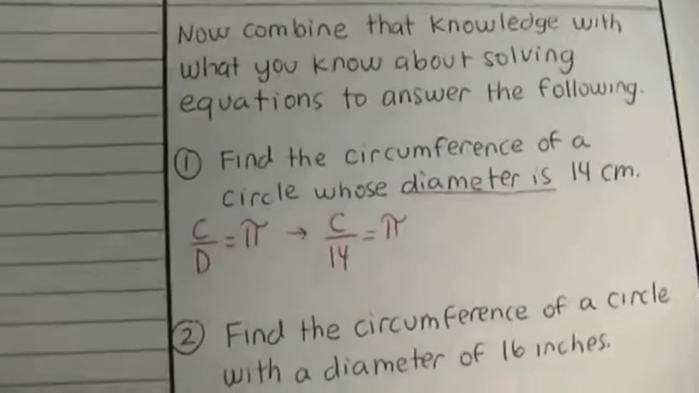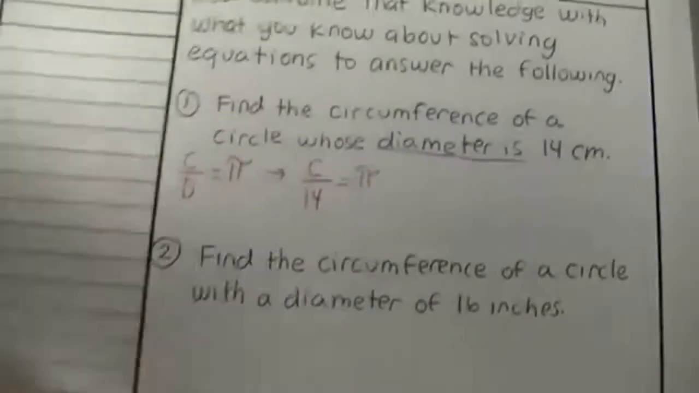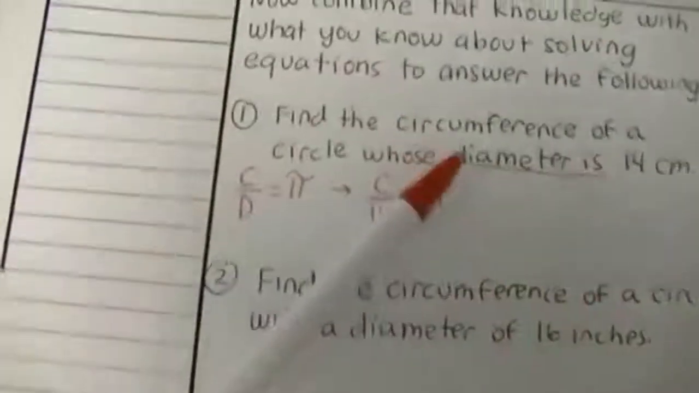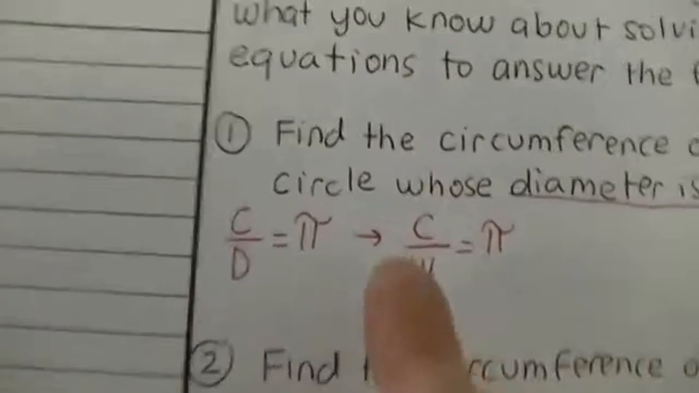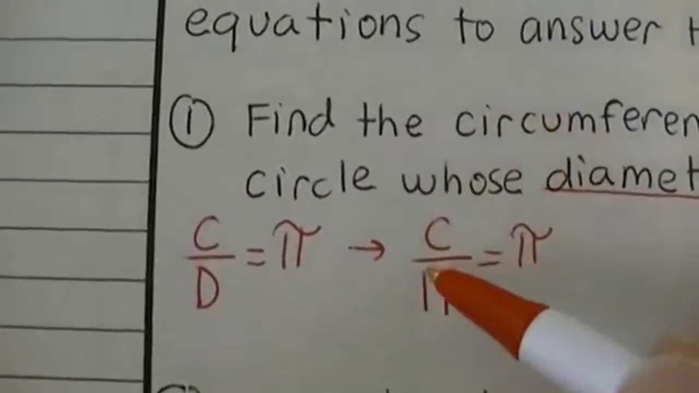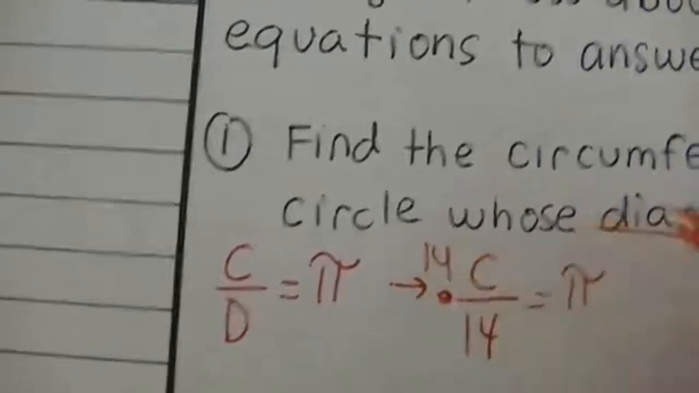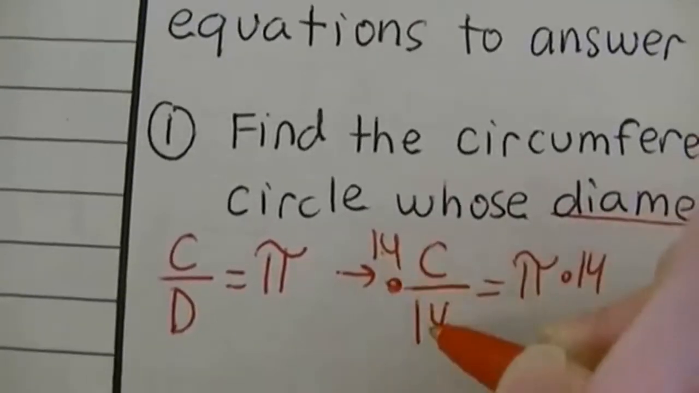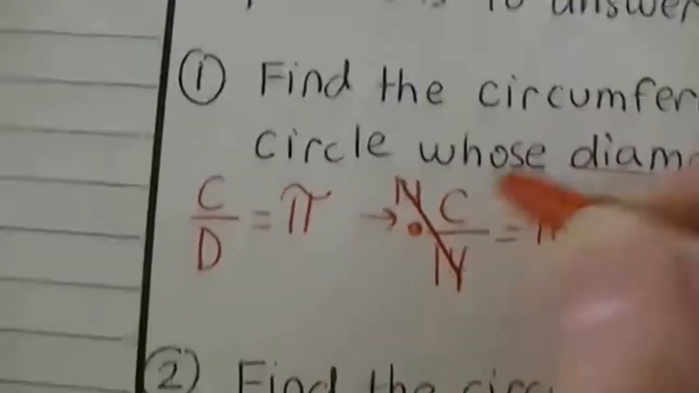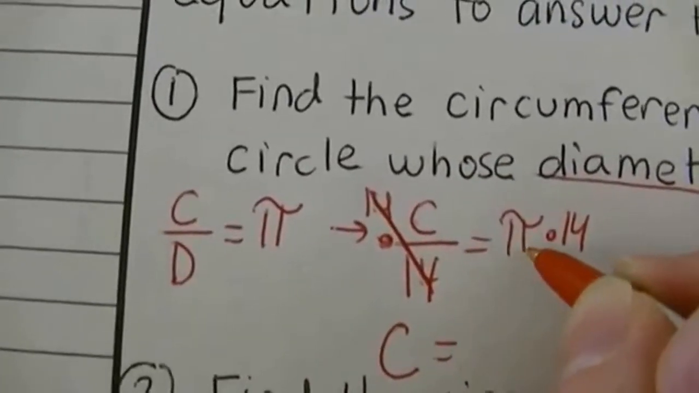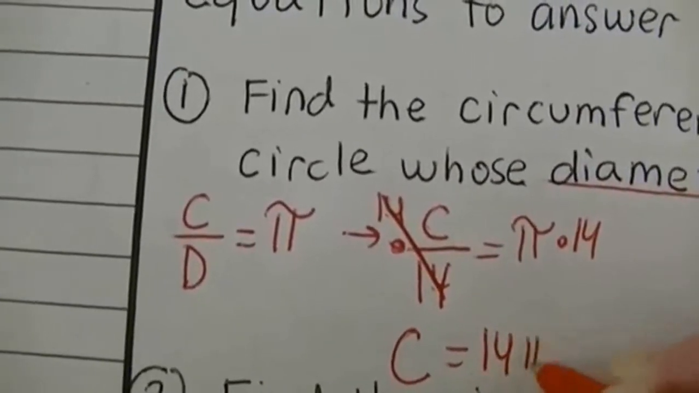Well, you know pi is a number, so don't freak out. I can't find my calculator. I'm freaking out. Okay, here it is. So to solve for C, see how we had divided by 14? The opposite of dividing by 14 is to multiply by 14. So 14 divided by 14 is 1. 1 times C is C. So C is equal to 14 times pi.